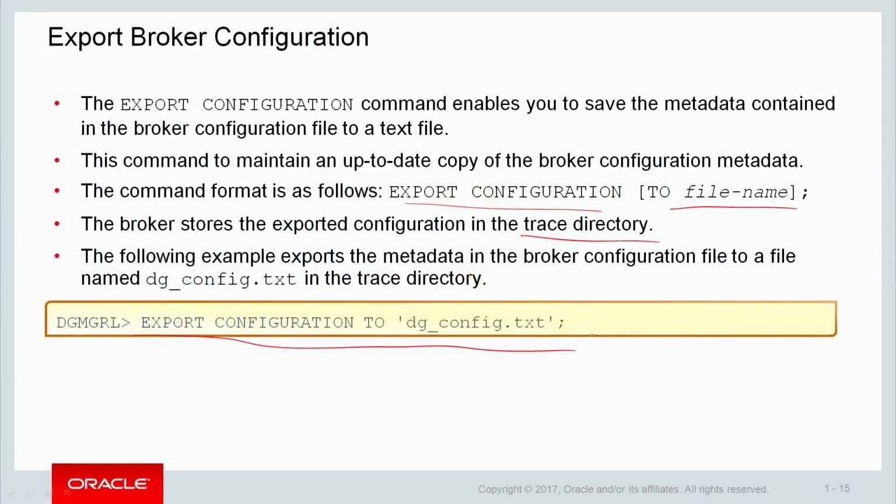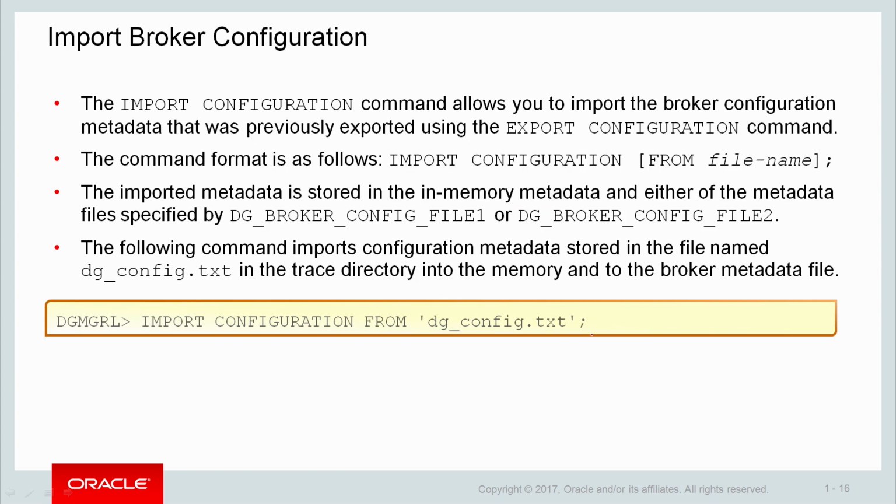Now, where would you use this? Well, let's say you are for some reason having to downgrade your software level and you want to preserve the broker configuration you had. You can export the broker configuration to a text file, and then once the downgrade is finished, you can then import the broker configuration.